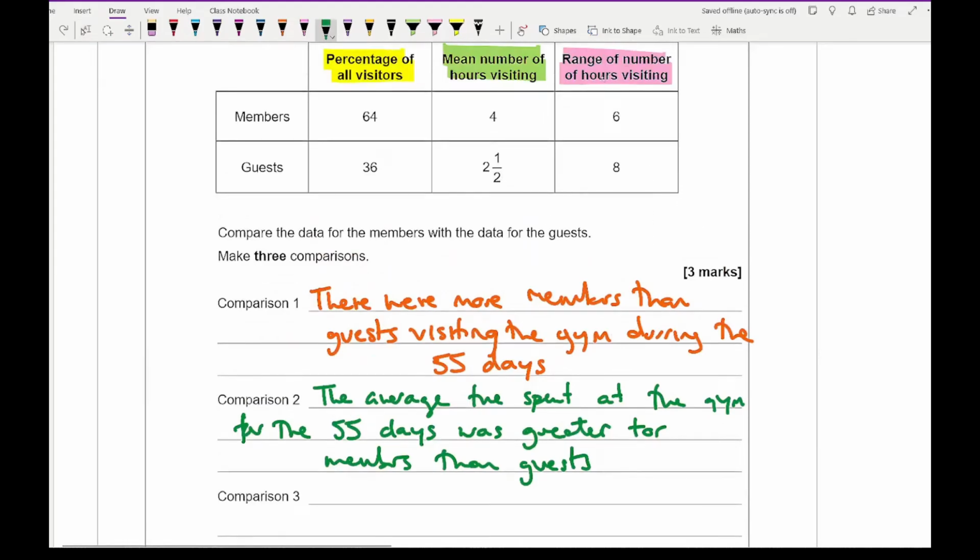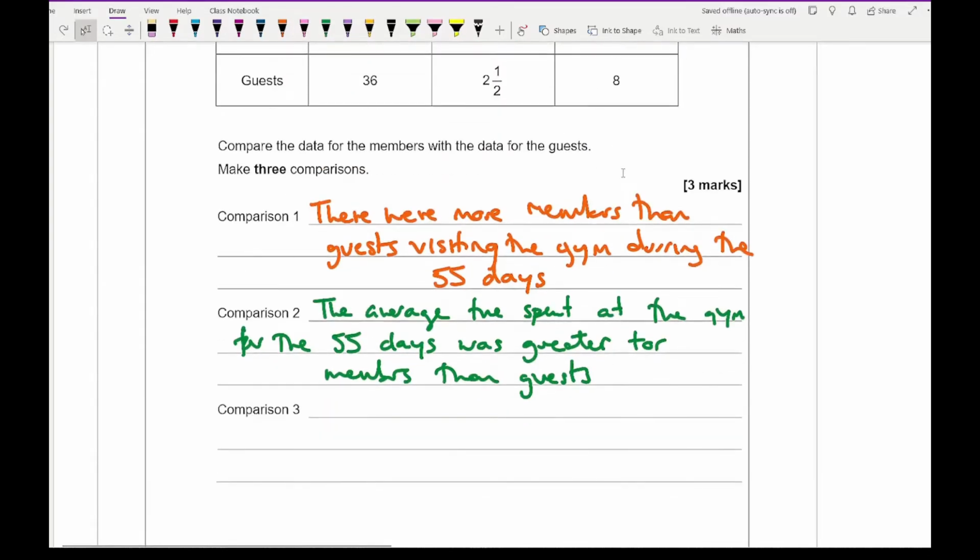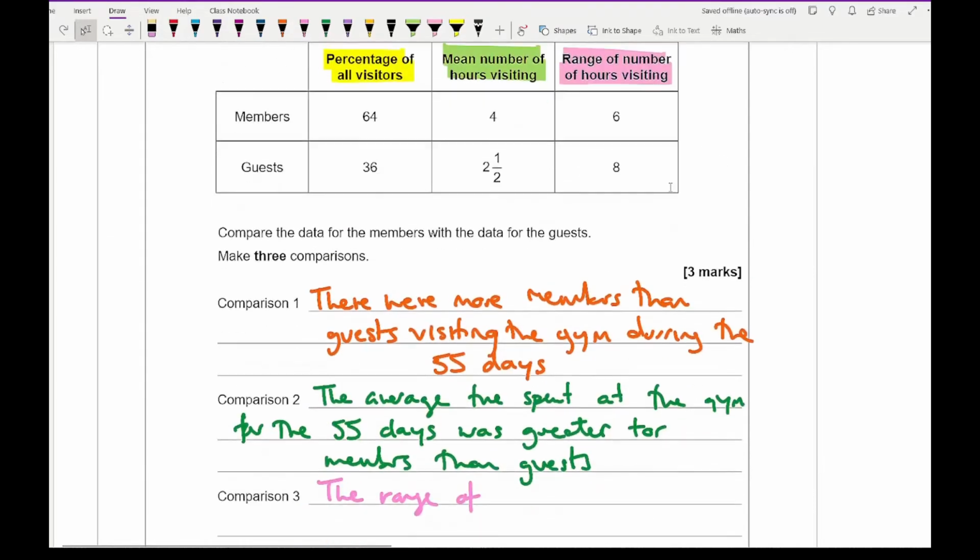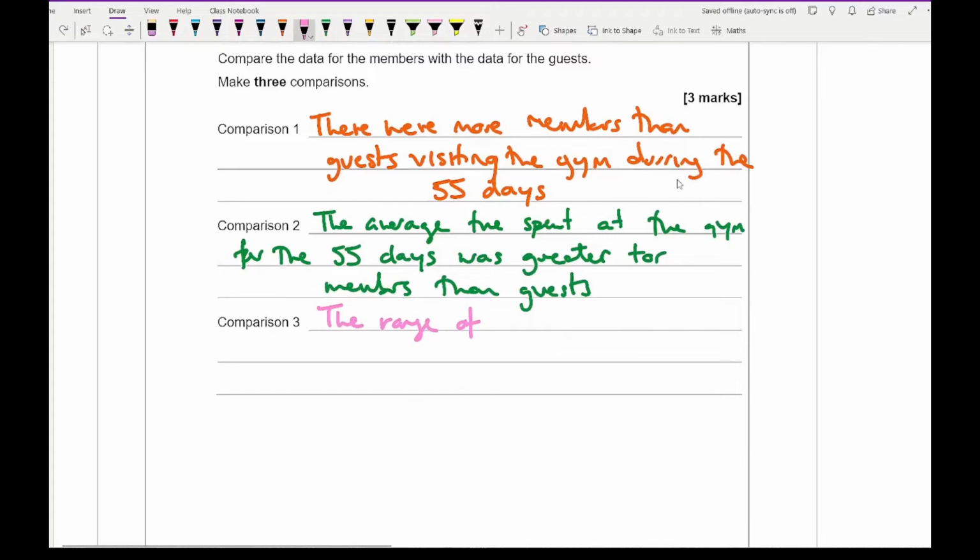And then our final statement is something about the range. So we can say something along the lines of that the range of, and let's just have a look, the hours visiting was greater for guests than the members.